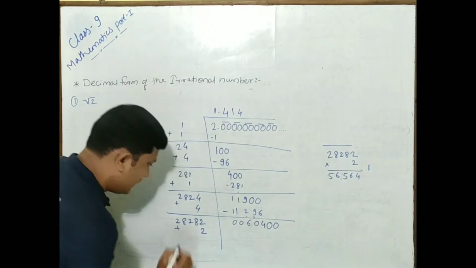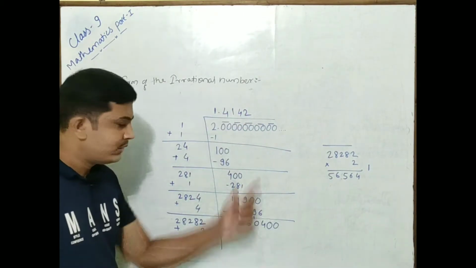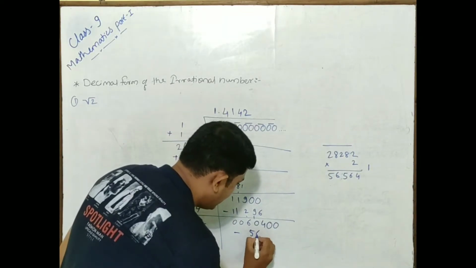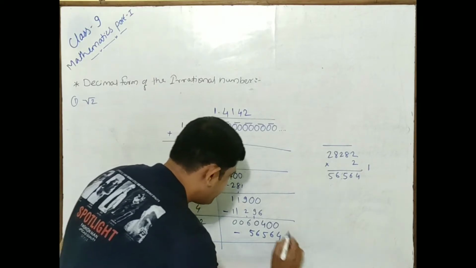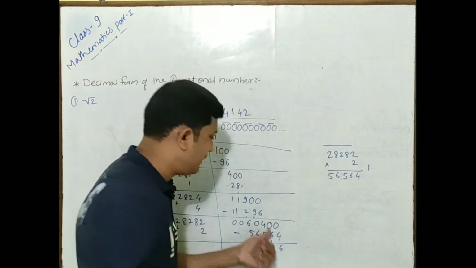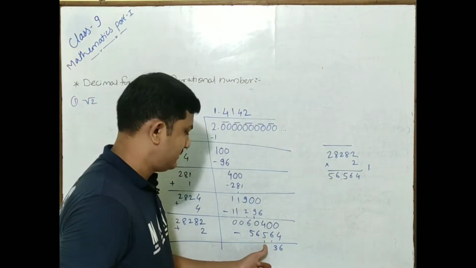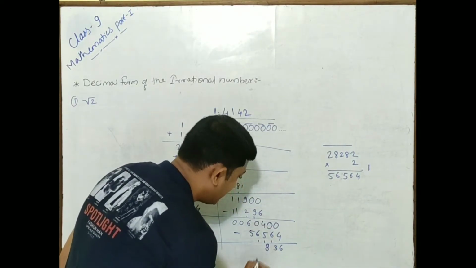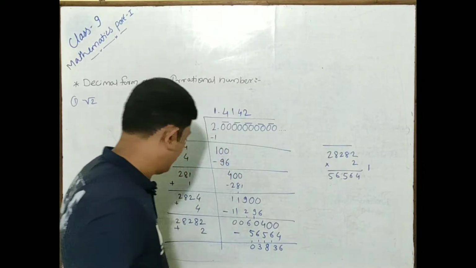Again by the same rule, here we have to add, and in the quotient we also have to give 2, and subtract the product 56564. So the subtraction will be 10 minus 4, 6, carry 1; 10 minus 7, 3, carry 1; 14 minus 6, 8, carry 1; 10 minus 7, 3, carry 1, 0.